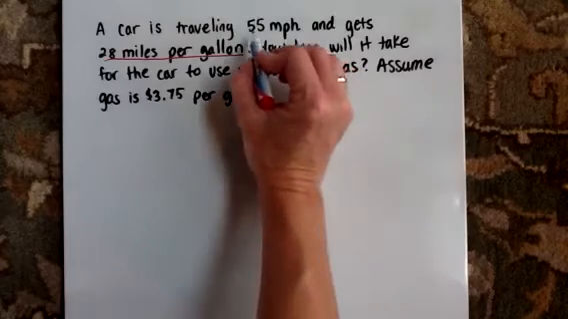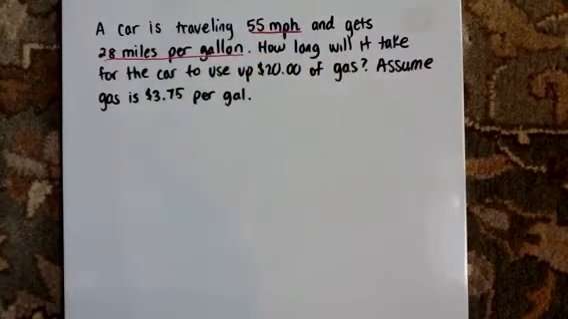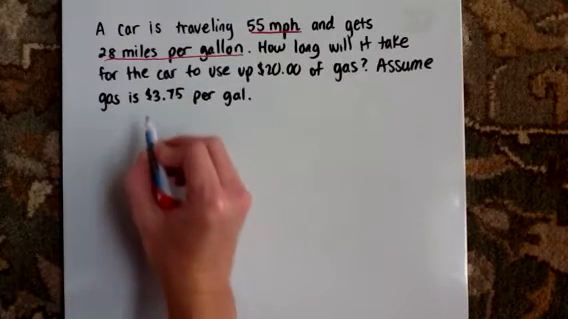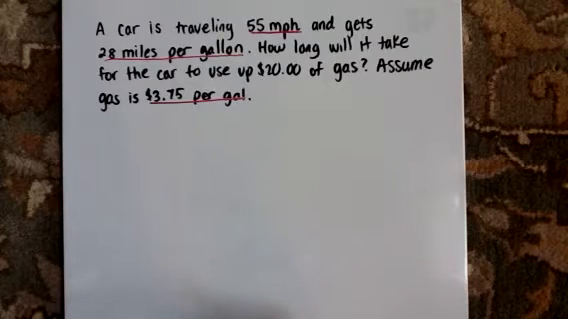We have to watch for abbreviations also. This 55 miles per hour is a conversion factor between time and miles. And here's another one, the price of gasoline per gallon. It's important to look for these because you don't want to start your conversion factor problem with one of those.